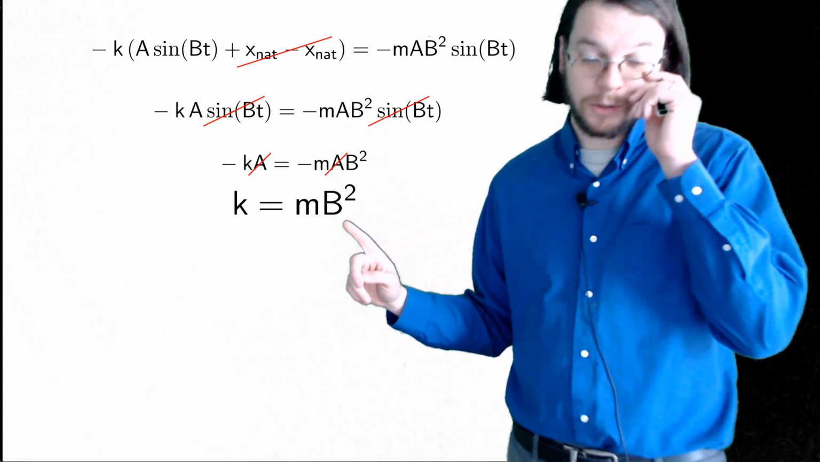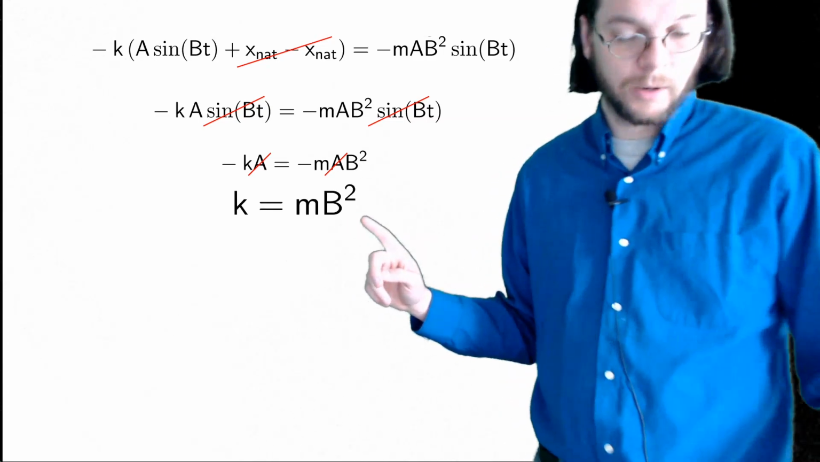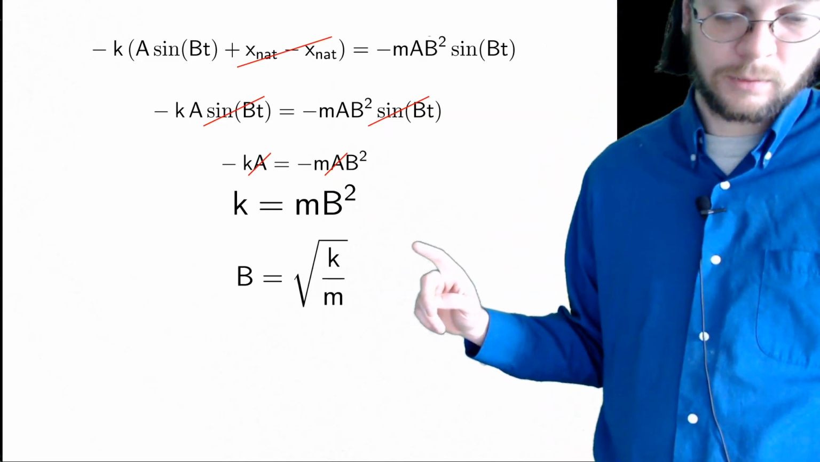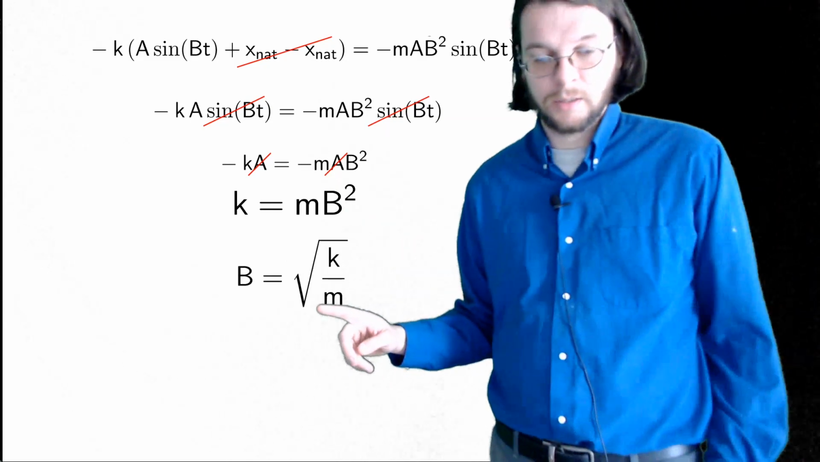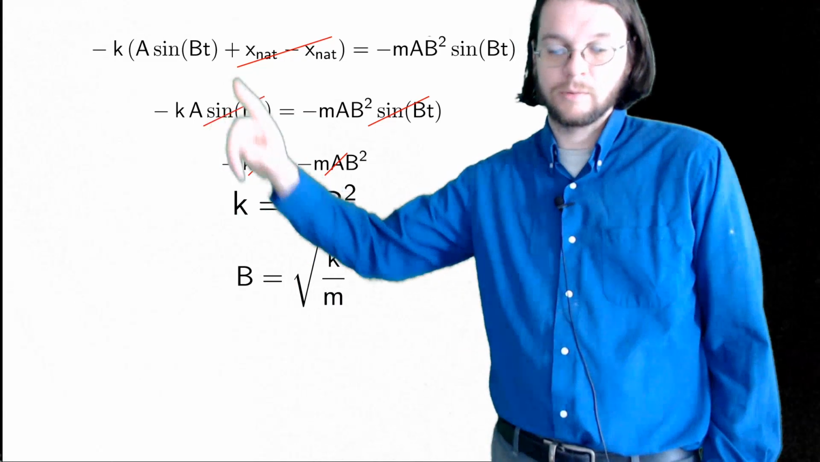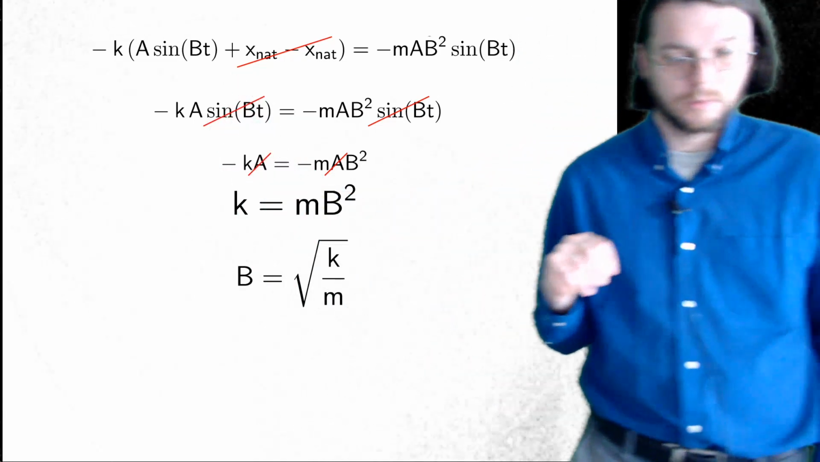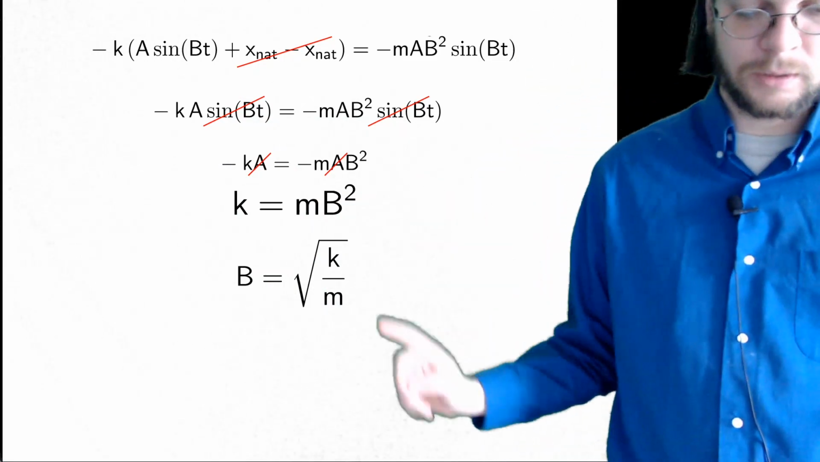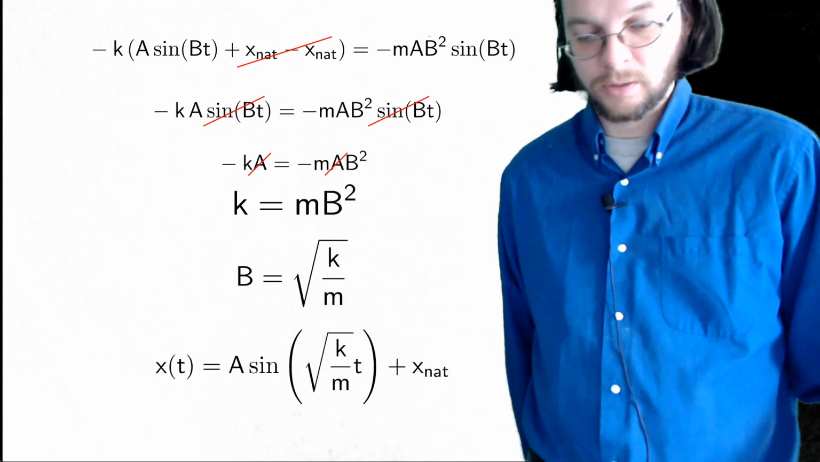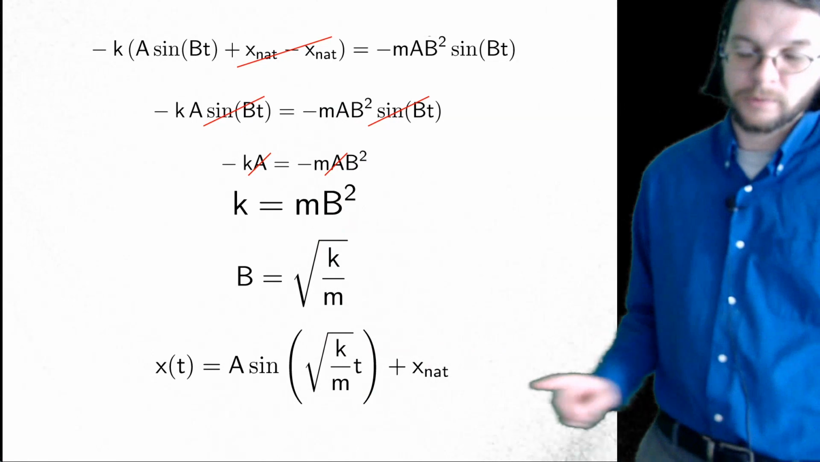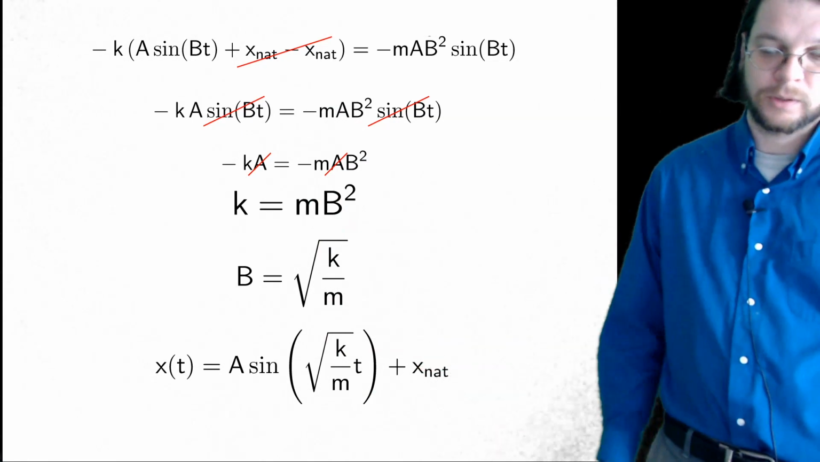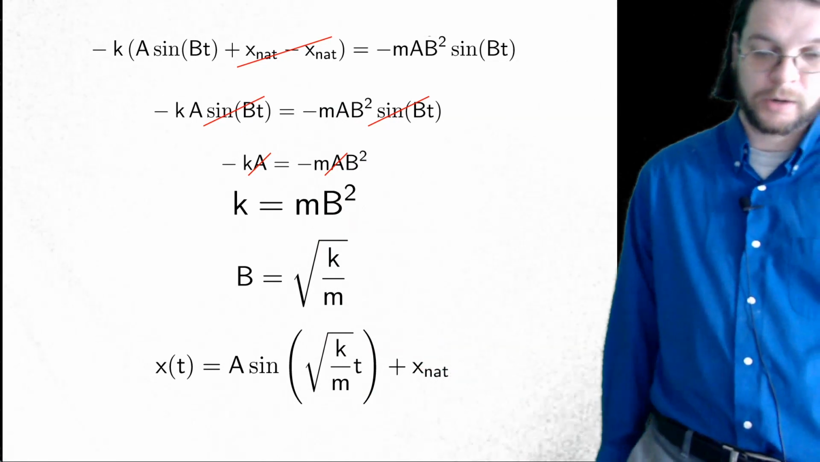And we can solve for b here. So we can divide both sides by m. Take the square root, we can conclude that b, the thing that goes inside of the sine function, is equal to the square root of k over m. Okay, so we're on our way. So we know that b is equal to this, c is equal to the natural length. This is what we get from what we've done so far. So that's pretty good progress, I feel like.